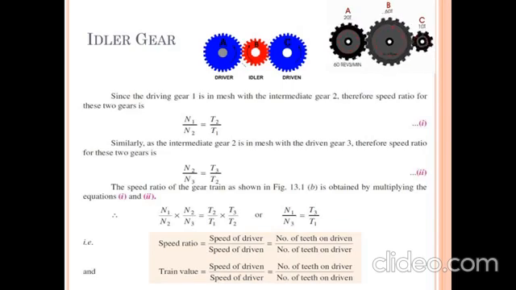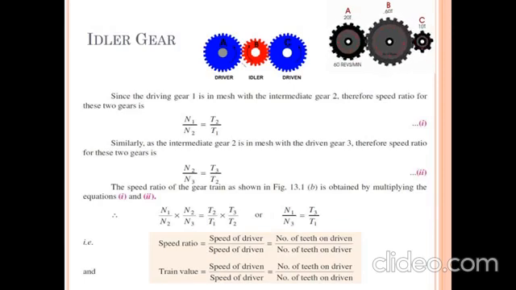Therefore, input and output shafts are rotating in the same direction because of one idler gear. If you provide 3 idler gears, then also the input and output shaft will rotate in the same direction. If you are using 5 idler or intermediate gears, then also you will get the same direction of rotation of input and output shaft.